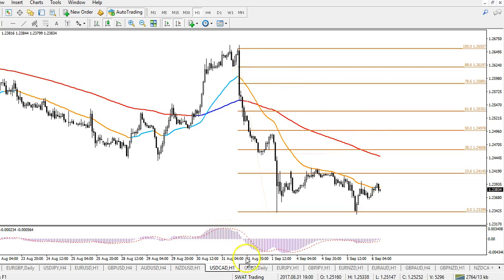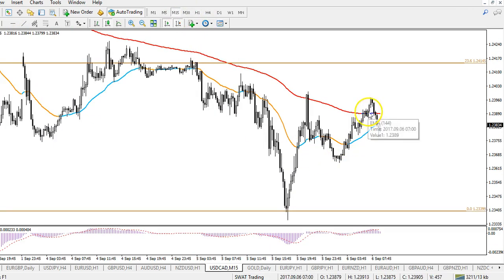So let's see if it continues. This could still be an interesting spot if it maybe on the lower time frame breaks.